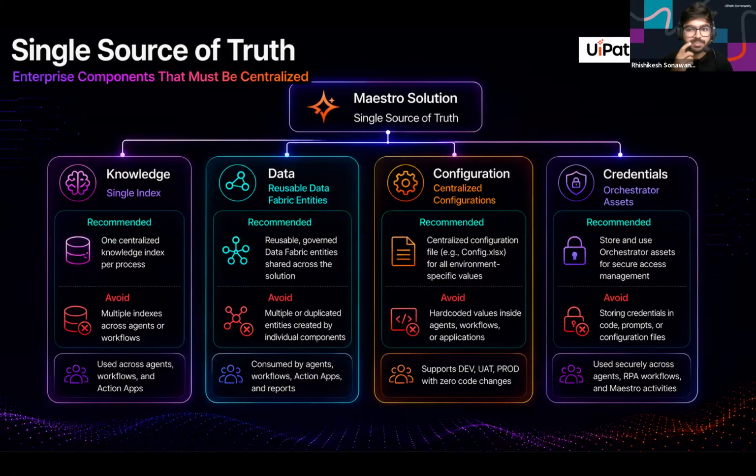Lastly, credentials. Make sure that we don't have our credentials stored anywhere in our workflows, agent prompts, or any documentation which the agent is accessing. Make sure everything is an orchestrator asset. This is for security compliance. When these principles are followed, agents, workflows, action apps, and business users are all operating using the same source of truth, and the result is more predictable. Agents will be consistent, our solutions will work great, and even support will be easier.